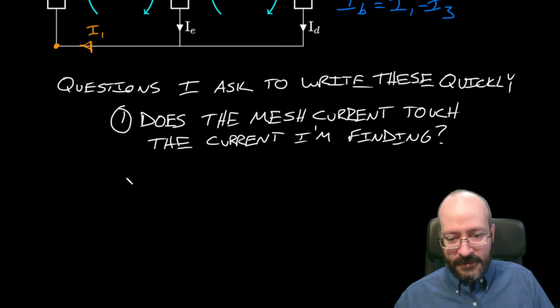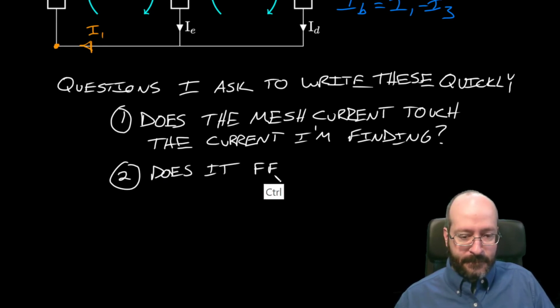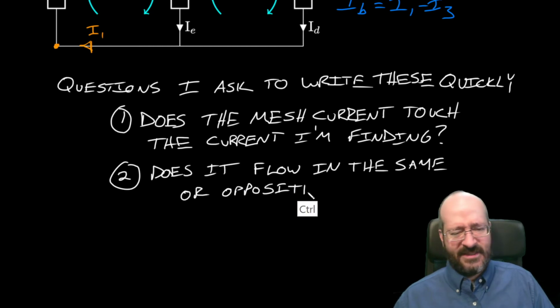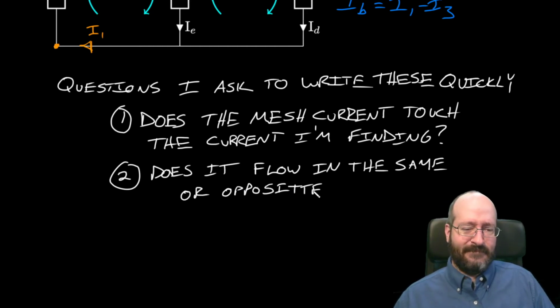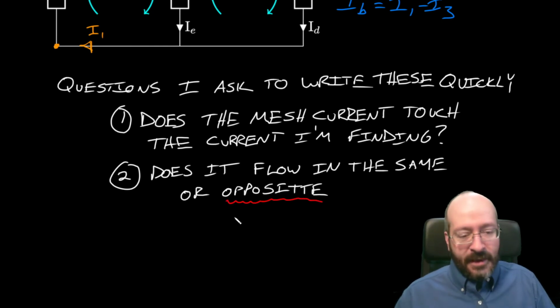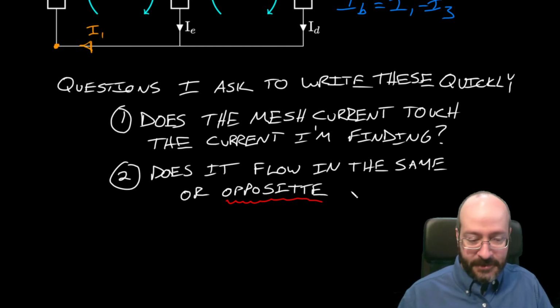Okay, that's the first thing we do. And then, does it flow in the same or opposite direction? How do you spell opposite? 2T. Okay, I don't know, I don't think that's right, but let's just leave that to spell check. The same or opposite direction.